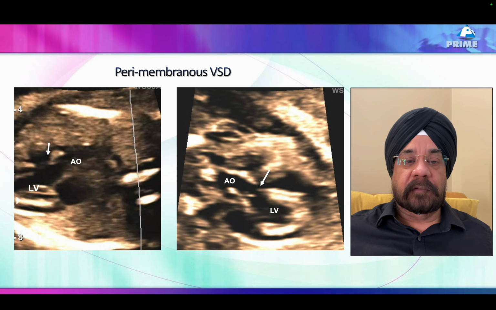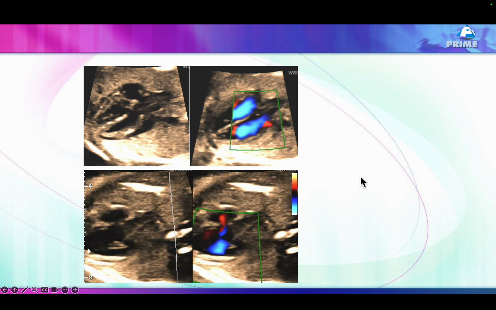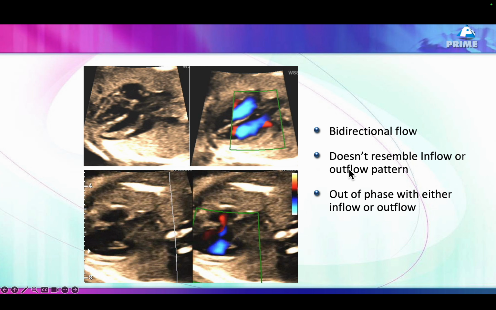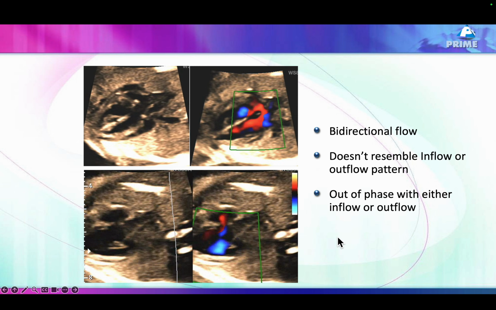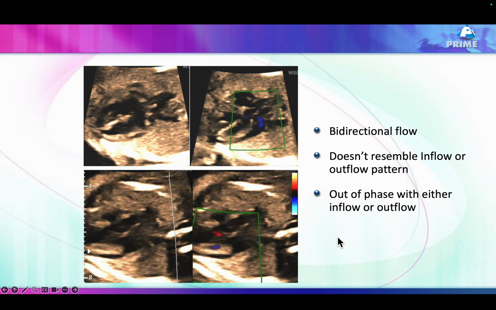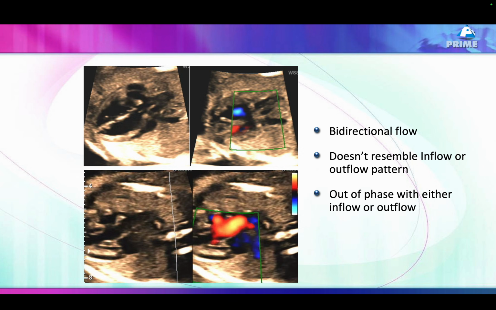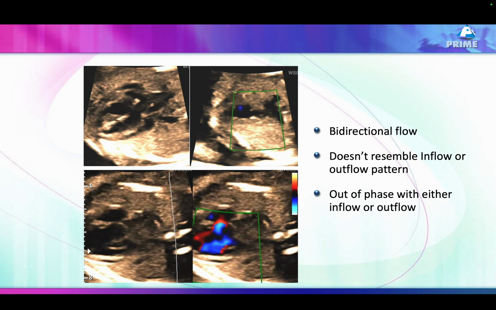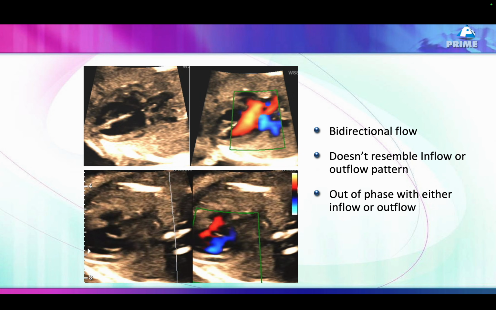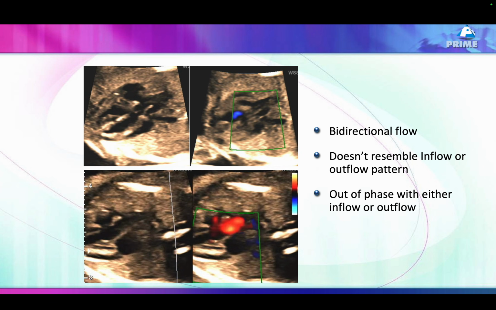The reason being that we are limited by the resolution of the current equipment available in the market. Now, same if you see on the VSD, how do you diagnose VSD? You have to note if there is a bidirectional flow or if there is a phasic flow in the VSD, which I think I would touch upon in my next slide. So you are using some indirect or different signs which you would not have used in adult echo to overcome this limitation of resolution.